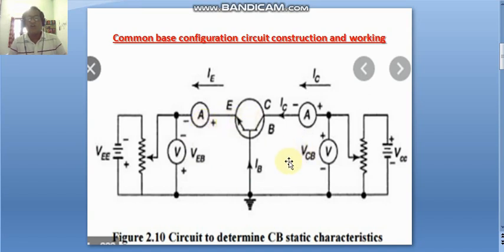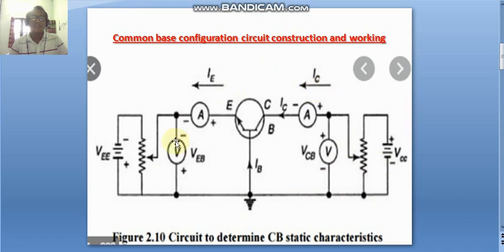If you come to the output circuit, the output is taken between base and collector. The collector current is measured by this ammeter, which is connected in series. VCB is in parallel to the transistor and the output is maintained by VCC. Here one rheostat is arranged. The rheostats are used to change the voltage or keep the voltage constant. So this is the construction part.